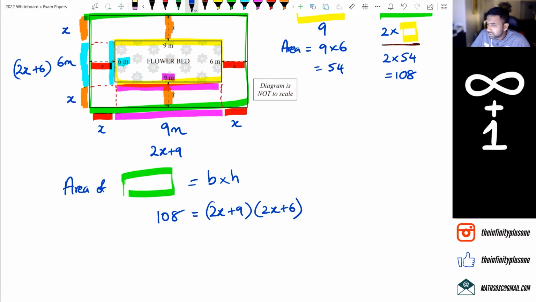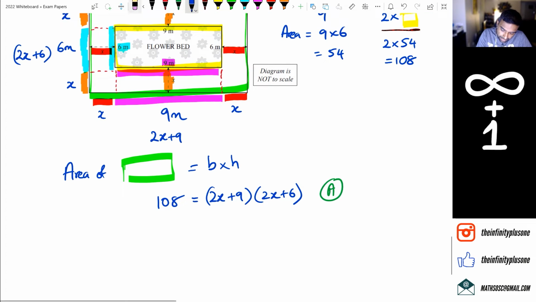Now, just getting to here, I know it seems like a lot of work, right? But it's just playing around with your dimensions and trying to get the right equation. Once you do that, you are going to get an achieved straight away here. Okay, so what do we've got? We've got a quadratic. Expand it, rearrange, factorize, solve, and that's pretty much what we're doing here.